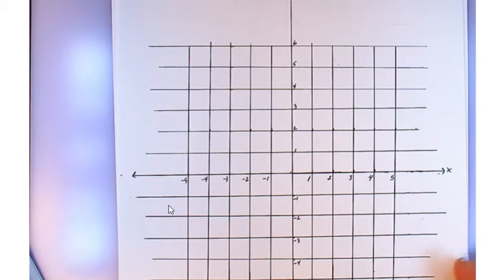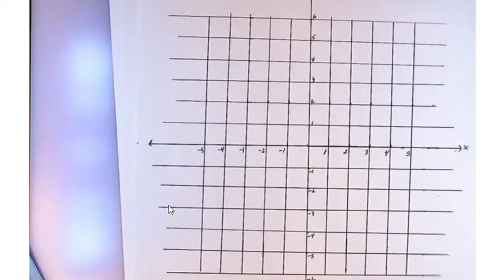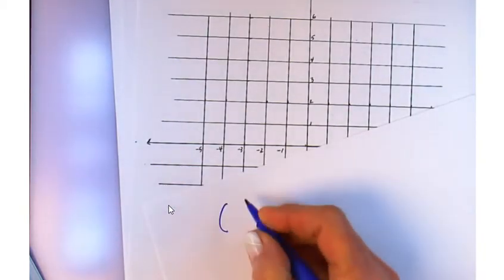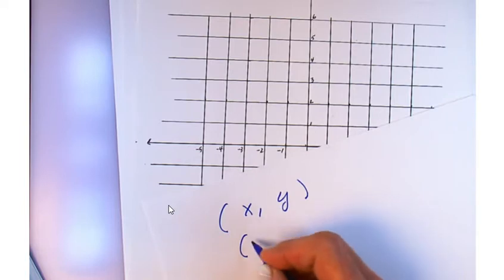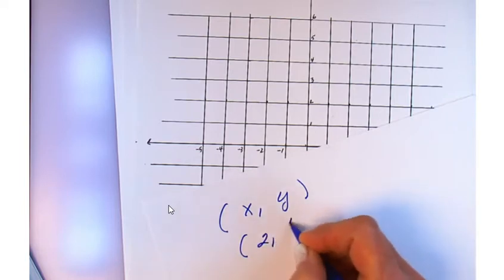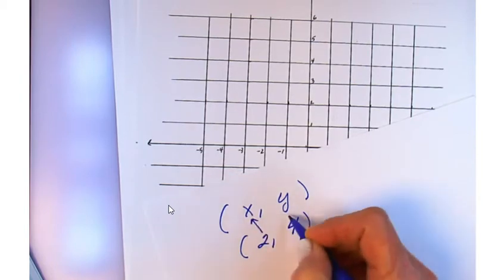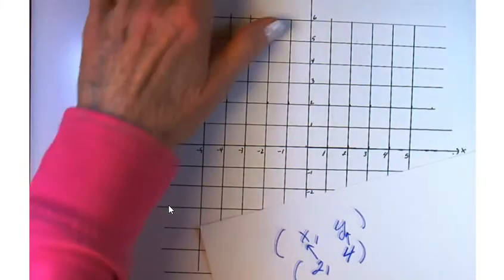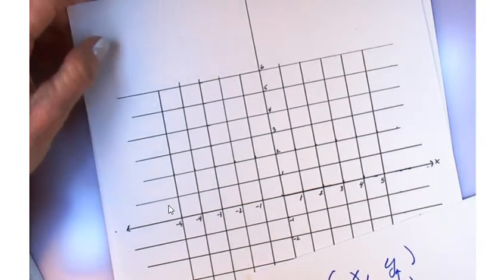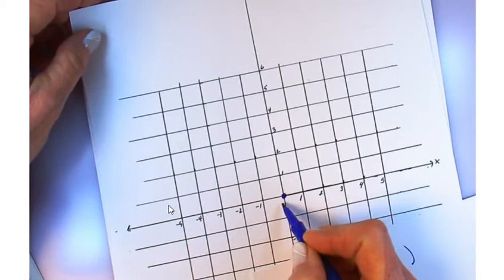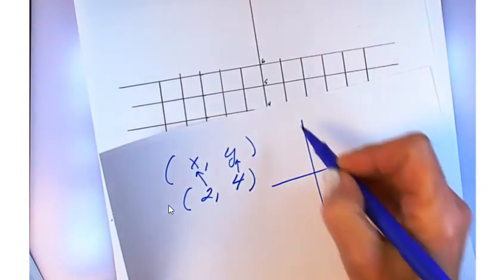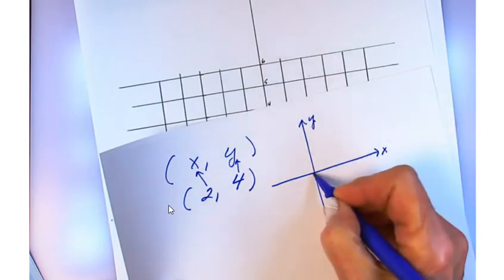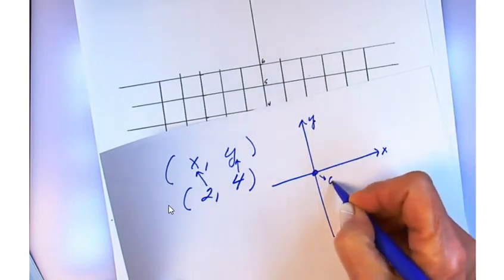So let's just talk about an ordered pair. We said that if we have an ordered pair, it's x, y. And if the ordered pair is 2, 4, that's the x and that's the y value. So when we're wanting to plot this, this point right here is what we call the origin. So this is the x-axis, the vertical is the y-axis, and where they intersect is the origin. Okay?